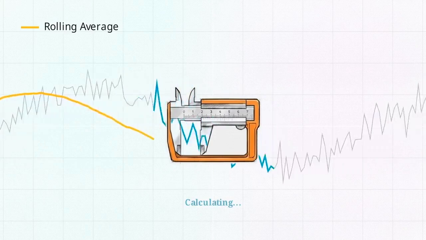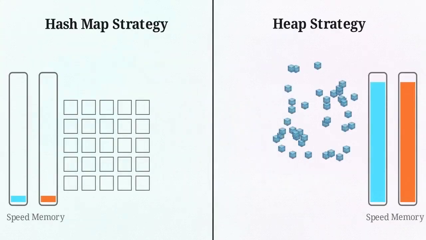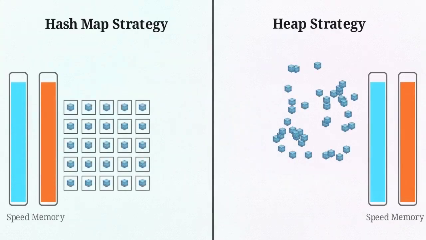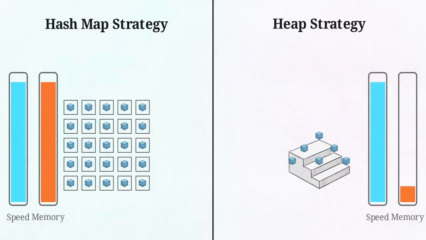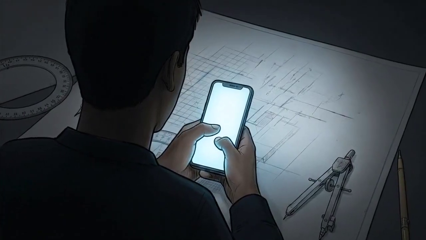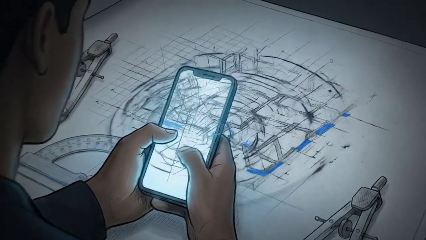In this world, there are no perfect solutions, only trade-offs. You can buy speed by using more memory, or you can save memory by focusing on a limited set of data. The next time an app responds to your touch instantly, you'll know it's the result of a perfectly chosen blueprint executing its trade-off.